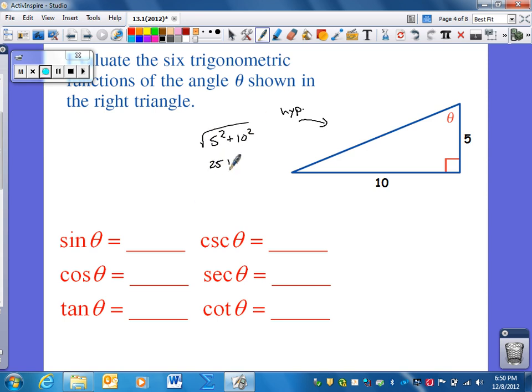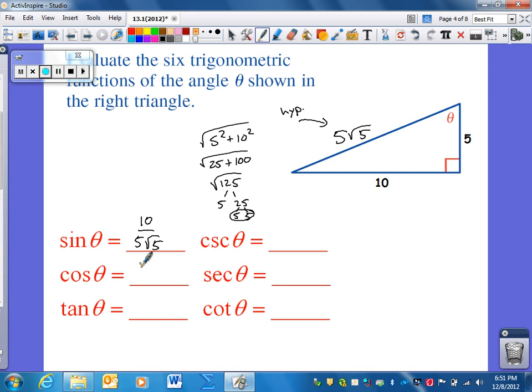So I got 25 plus 100, and that's the square root of 125. Of course, we're always simplifying in class, so 125 is 5 times 25, which is 5 and 5. I got a pair to get out, so it's going to become 5 square roots of 5. So now I have sine is opposite over hypotenuse, 10 over 5 root 5, and we're going to come back and simplify all these in the end.